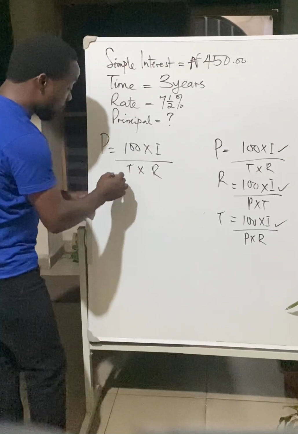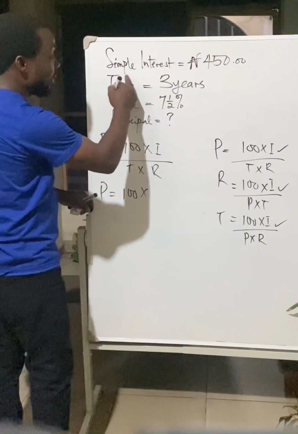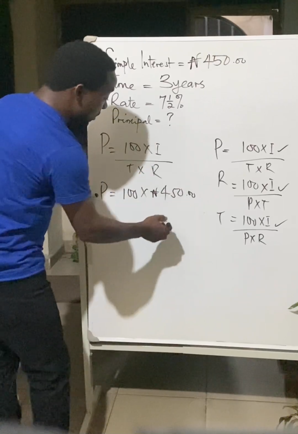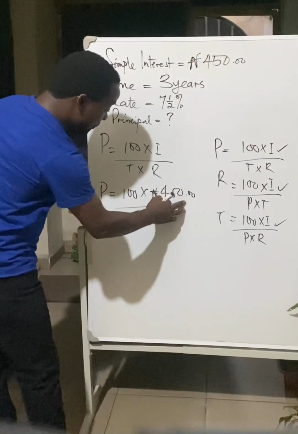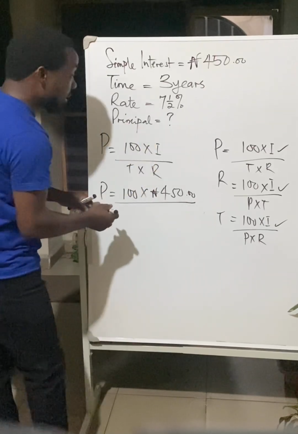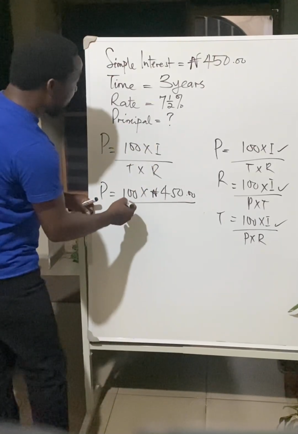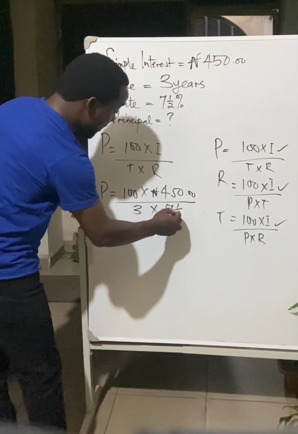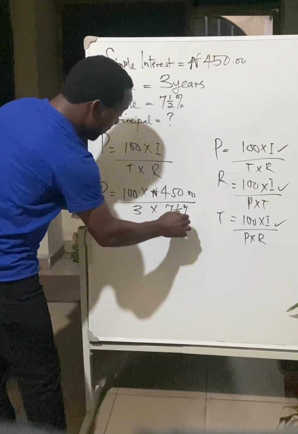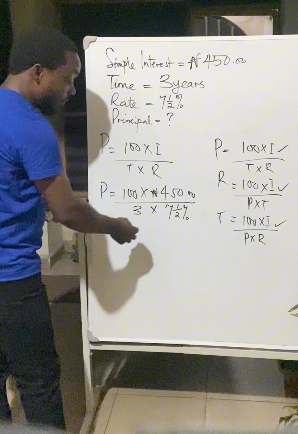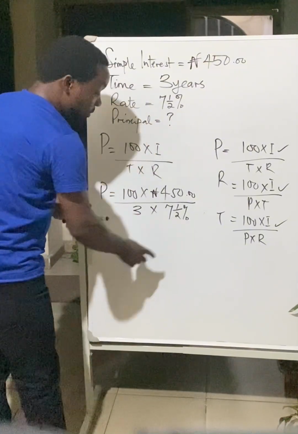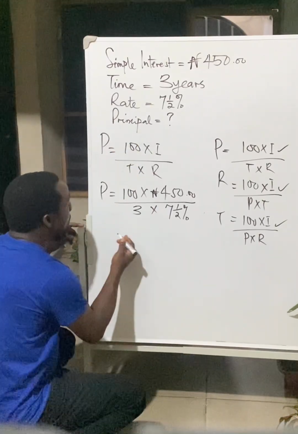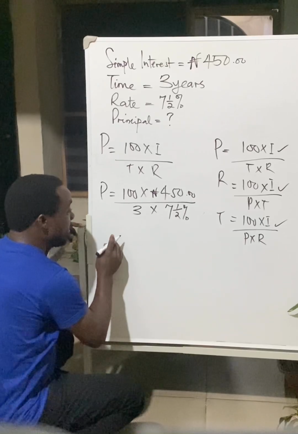So our P is equal to 100 times our simple interest is 450.00. Then the other two, that's the time and rate. Our time is 3 years and the rate is given in percentage, 7 1/2%. Now, I need you to be very mindful of this rate that is given in mixed fraction. All right, so we have to simplify this rate.